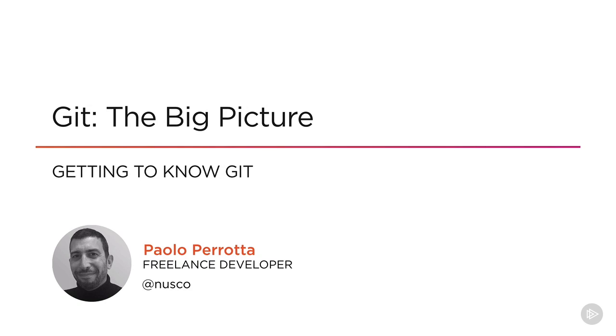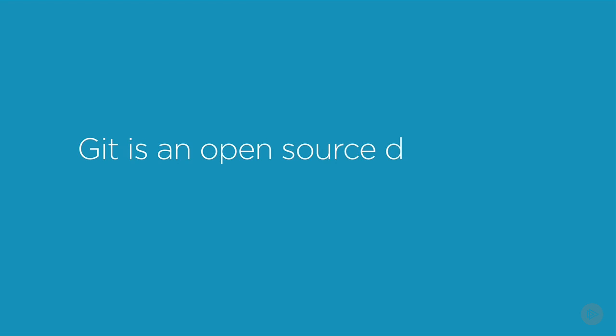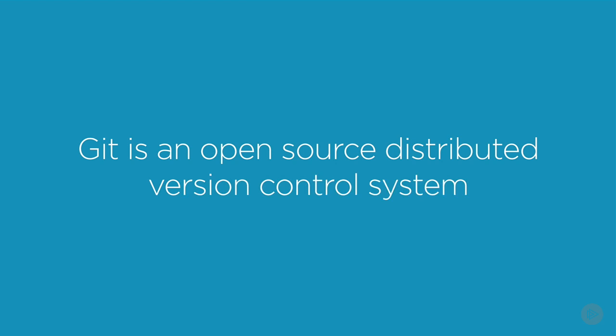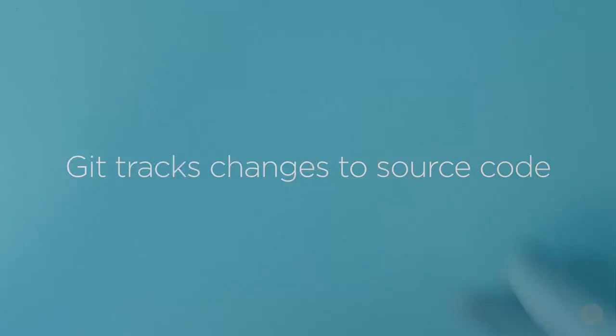Welcome to Git. In case you never use Git and don't know what it is, let's start with the definition. Git is an open source distributed version control system that... This sounds so complicated. Let me scrap this slide and start with a simpler definition.